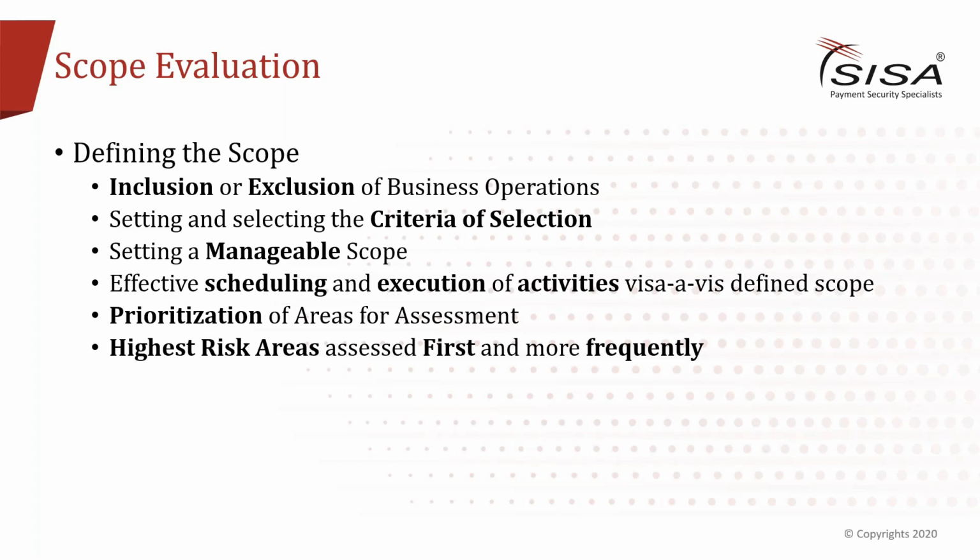Because if you're not able to define a proper scope inside the organization, then it will become unmanageable. For example, let's say you have an ODC environment, or a BPO environment. In that case, the interface with the client's infrastructure will be one of my highest risk priorities. So that environment should be assessed first and more frequently as compared to the other departments or domains which your organization might have.